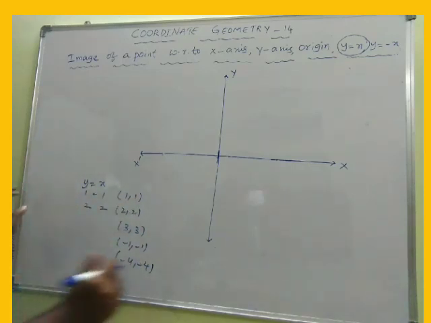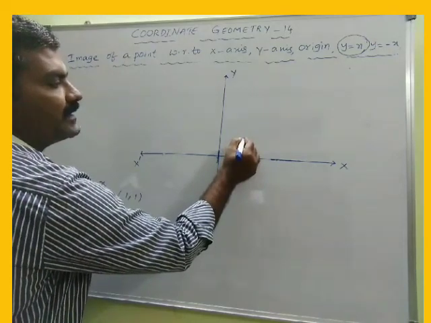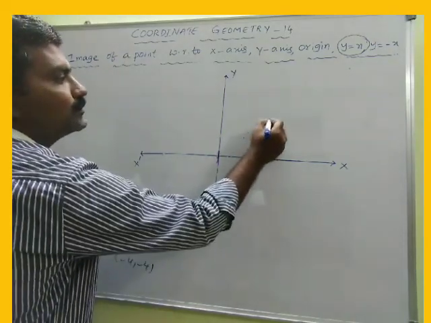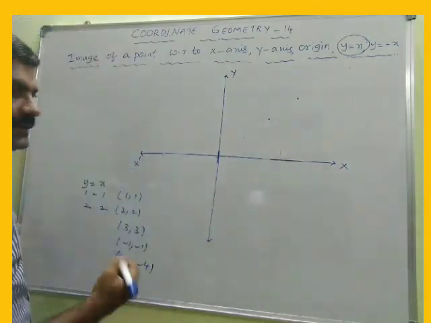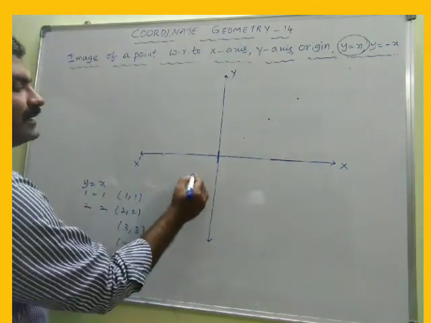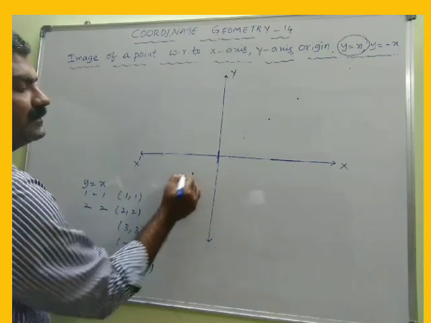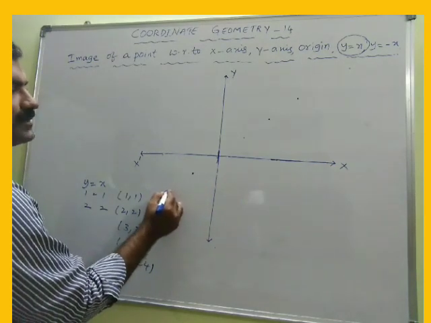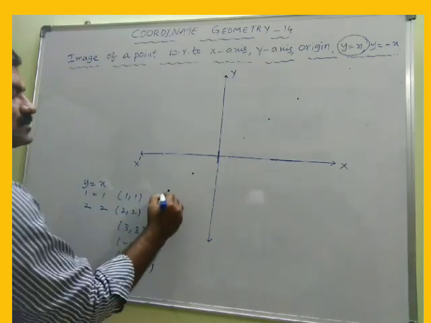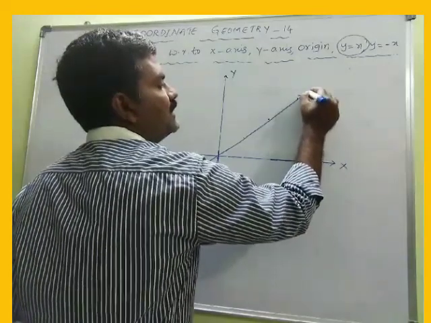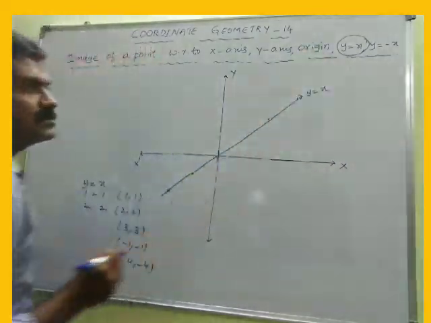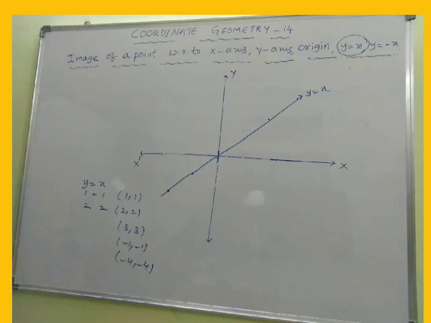So if you plot these points here, (1, 1) somewhere here, (2, 2) here, maybe (3, 3) we can expect here, and (-1, -1) is here, and (-2, -2) will be somewhere here, isn't it? So if you join all these points, clearly this is the line y is equal to x.